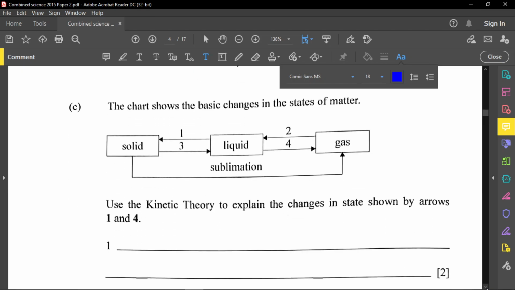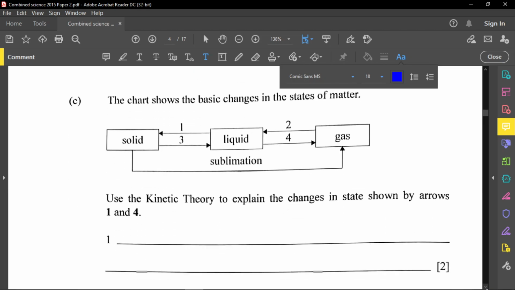It said the chart shows the basic changes in the state of matter. So we have solid, liquid, and gas, and then we have sublimation, and some numbers going across there. Here it said use the kinetic theory to explain the changes of state shown by arrows 1 and 4. So let's go to arrows 1 and 4.